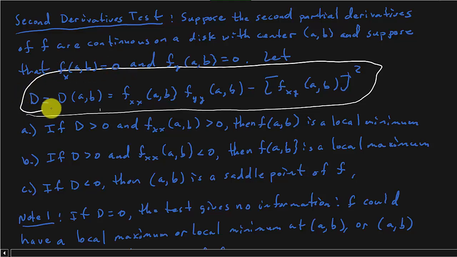Okay, that's D. So if D is positive and the second partial with respect to x is positive, then we have a local minimum. And if D is positive and the second partial with respect to x is negative, then we have a local maximum. And if D is negative, then (a, b) is a saddle point of f.